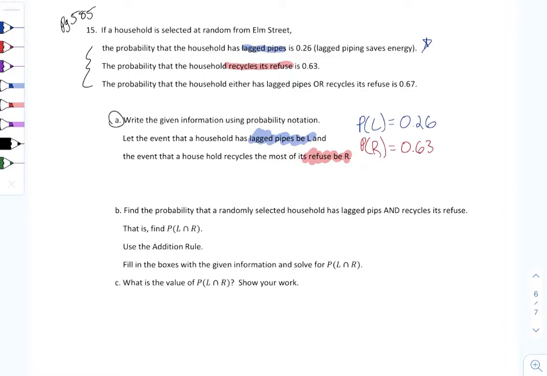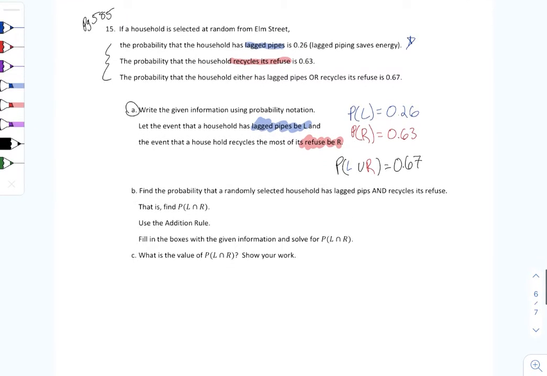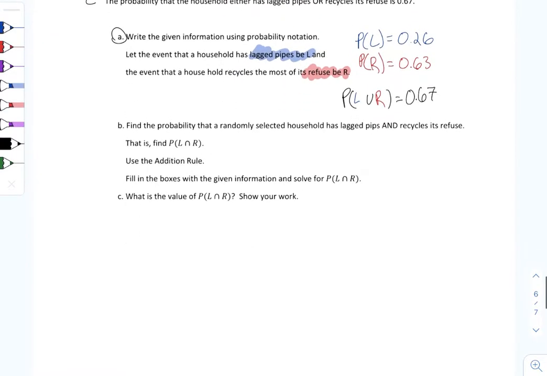And then the last one is the probability of L or R. So I made it capital for you. I don't think it was capital in the question. This is an or problem. Remember, or is a union, so that looks like a U, and that is going to be 0.67. So all I've done at this point is just rewrote the information. If I wanted to, I don't even need to read up here anymore. I got it all. It's all shortened into three little pieces of probability notation.